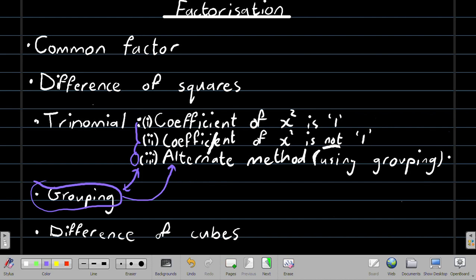Today we're going to work on factorization, and for this video I'm going to look at the overview of factorization, the different topics within it, and then I'm going to briefly go into common factorization.